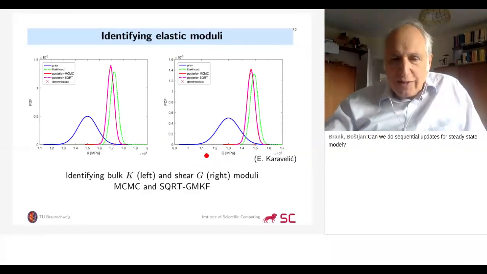Okay, first again the elastic constants. So this is the prior, and this is the likelihood of the observation, the green one, and the purple one is the posterior. And actually here, both MCMC and the square root Gauss-Markov, so it's a version of the Gauss-Markov-Kalman filter, were used. And you see they're practically on top of each other, okay?